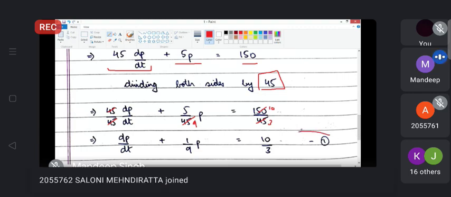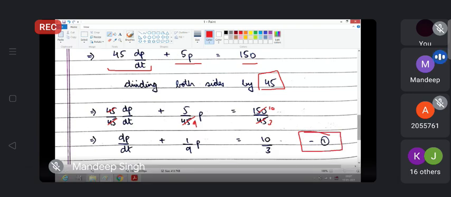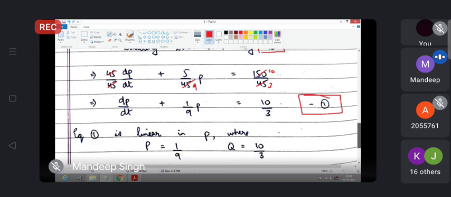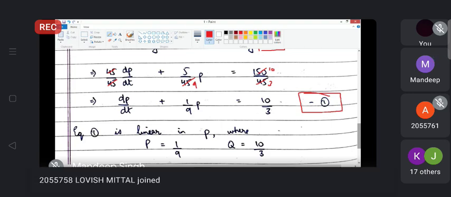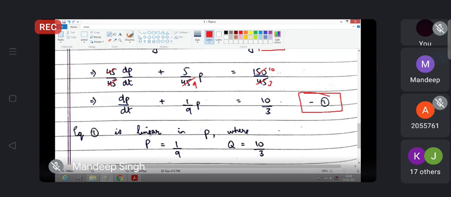Okay, so equation 1 is our differential equation. dp over dt plus 1 over 9 p is equal to 10 by 3, which is linear in p. So this is of the form dy over dx plus py is equal to q. स्टैंडर्ड फॉर्म जो है लीनियर वाले का. So capital P is equal to 1 by 9, q is equal to 10 by 3.